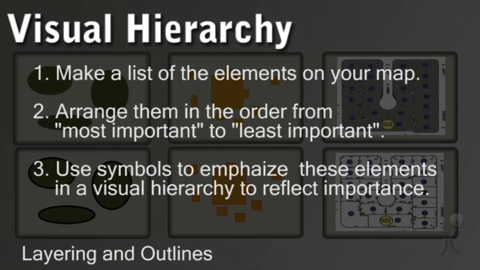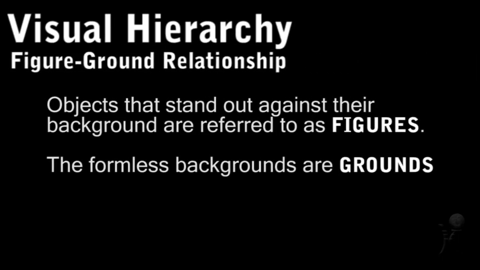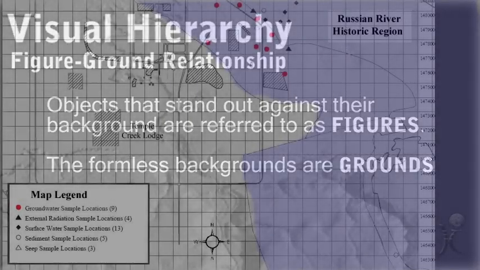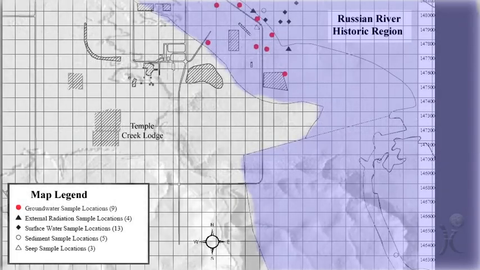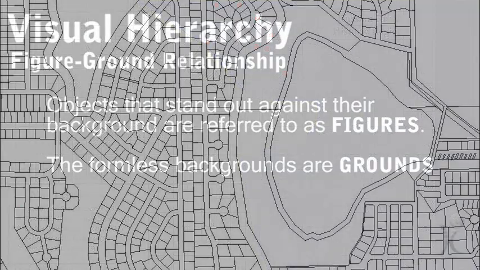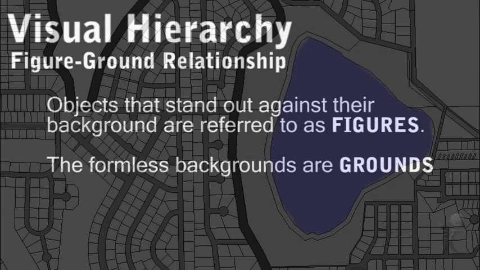A big part of visual hierarchy is a concept called figure-ground relationships. Let's dissect the phrase figure ground. Figure refers to the object or objects on our map that really stand out. A map revealing water sampling locations can be emphasized somehow by using symbols which appear to stand out. Ground refers to the background of our map, and this is where typically our context information appears.